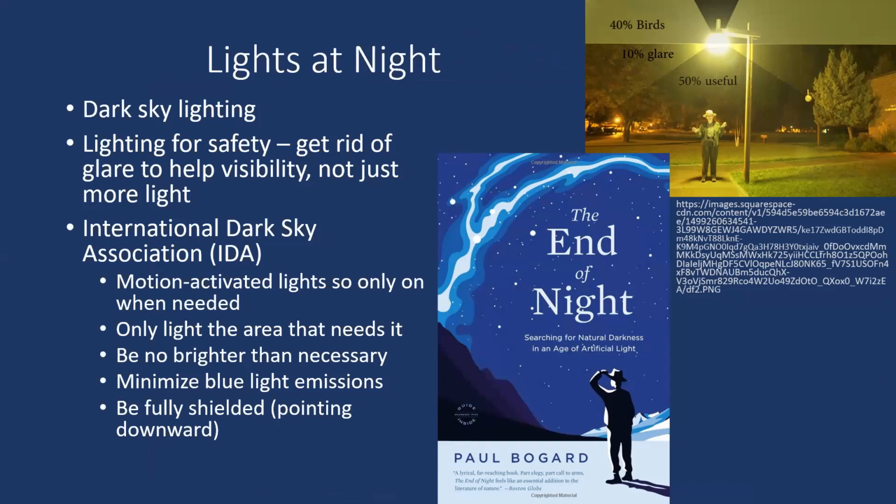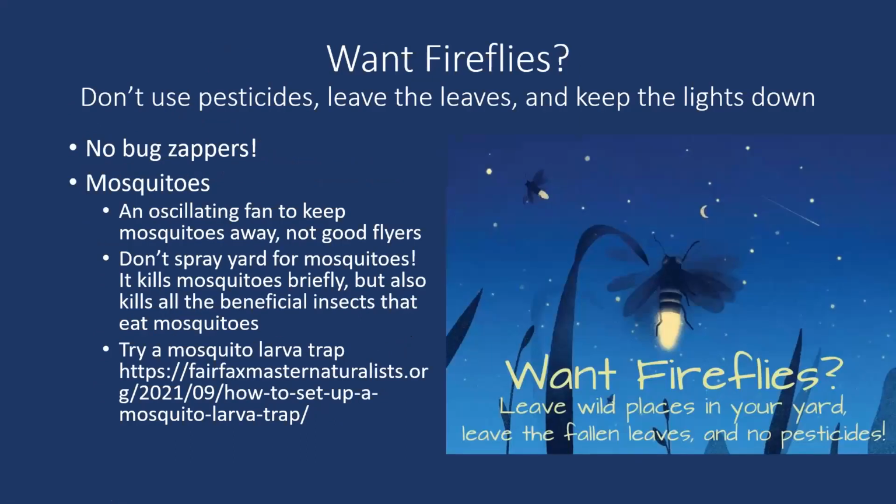If you want to do lighting for safety, you don't want glare in your eyes anyway, because it makes it harder to see everywhere else. So you want the lights at night to be motion activated, so they're only on when needed and not attracting pollinators all the time. Only light the area that needs it, and don't make them brighter than they need to be. And you want the light pointing downwards so you can see without getting glare in your eyes. And if you want to protect fireflies, which live most of their life underground, don't use pesticides, leave the leaves, and keep the lights down. And don't use bug zappers, because they mostly kill beneficial insects and not mosquitoes.